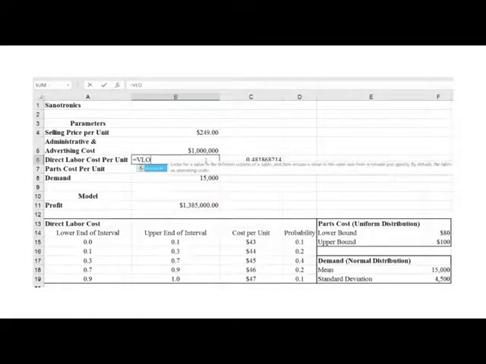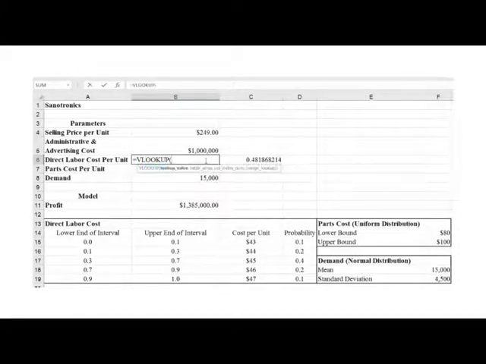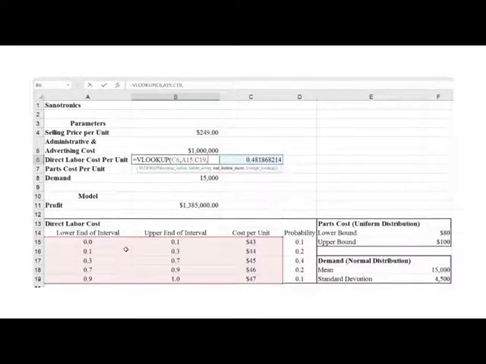To get Excel to do this lookup for us, we use the VLOOKUP function. And the VLOOKUP function is going to refer to this random variable value. It's going to look it up in the table that we constructed ranging from A15 to C19. Given that we look up the random value between 0 and 1 in the first column, we will then return the value in the third column, the cost per unit column. So we type a 3 here.